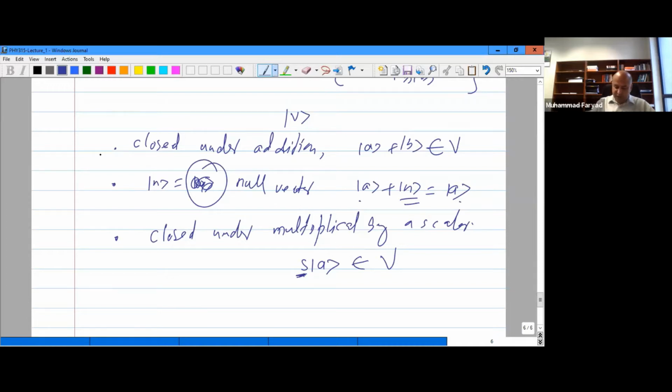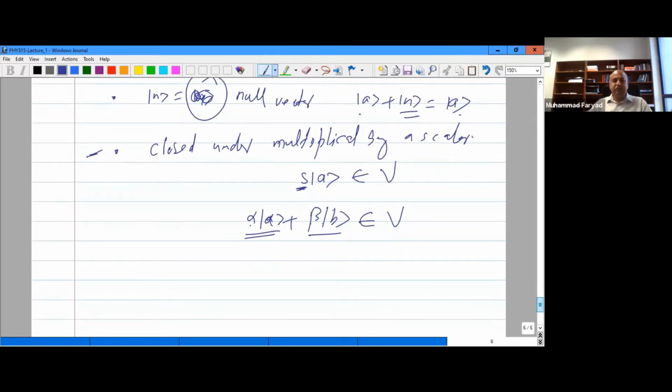By the way, if you combine this and this axiom, then it means that if you have alpha into some vector A, this is also part of this vector space. Beta into some vector B is also part of the vector space. And if I add them, according to the first axiom that it has to be closed under addition, this sum is also part of this vector space V. So these three things have to be satisfied by this set.